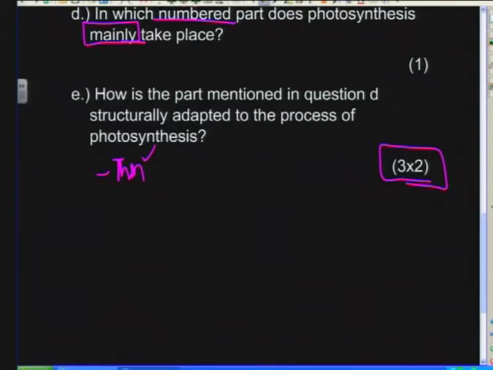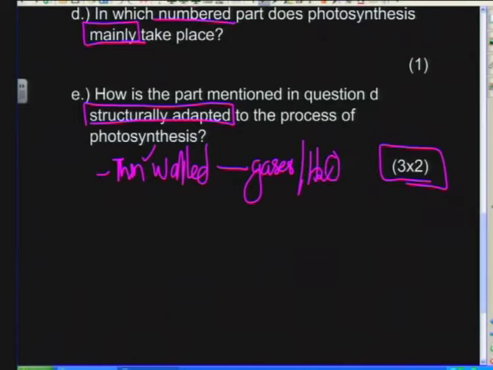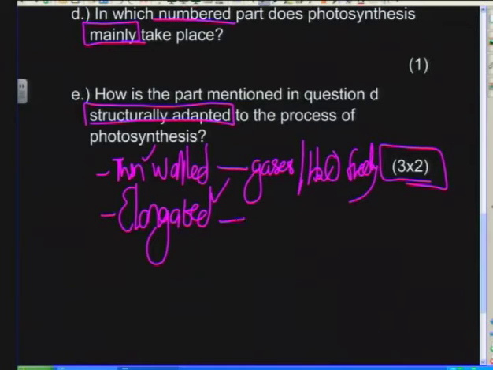It says, how is it structurally adapted? So I want you to tell me, it is thin-walled. And now for your second mark, give me the reason. It is thin-walled, so gases or water can move freely. Right, what else? It's elongated. There we go, elongated, one mark. What does that do? Increase surface area for sunlight.